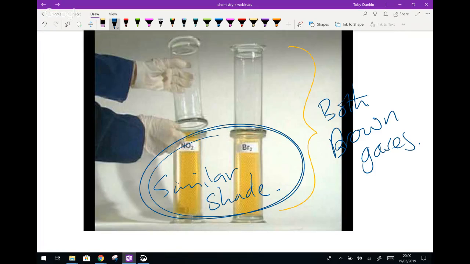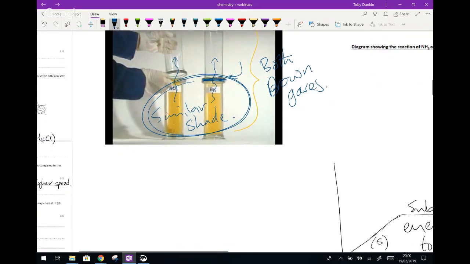So I've got 2 gases, and we know that the gases are going to diffuse up the tube. Notice he's got an empty bottle and a full bottle. He's removing the divide. There's a piece of glass here that divides them. He's removing this, and the gases are going to diffuse up. And what they love to do in here is to compare the two.